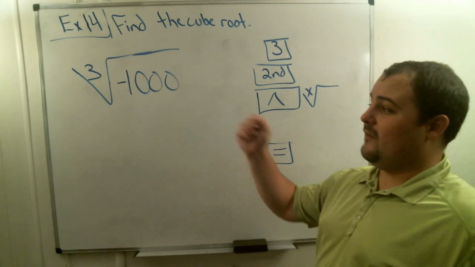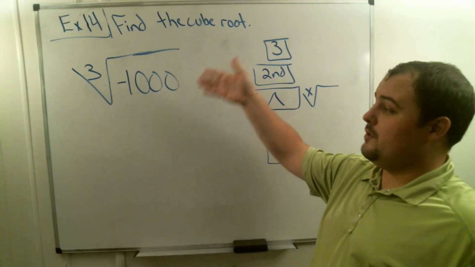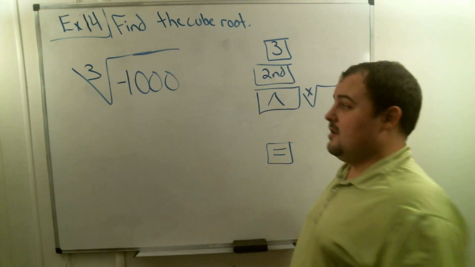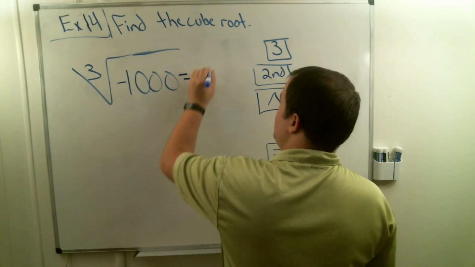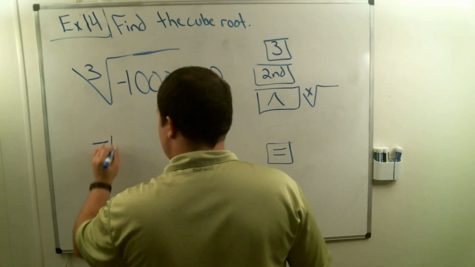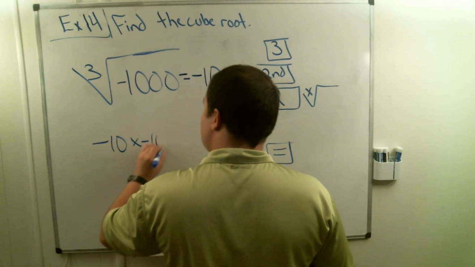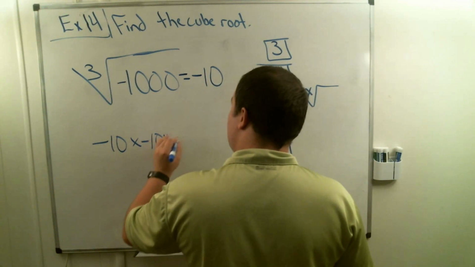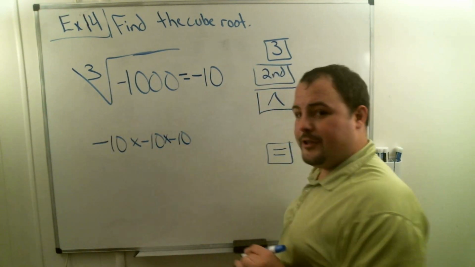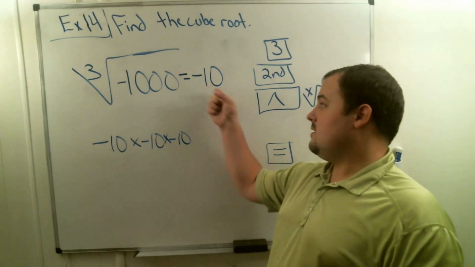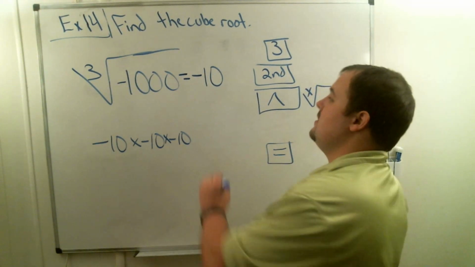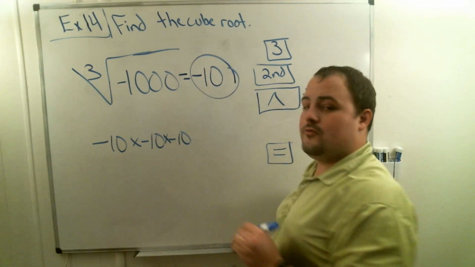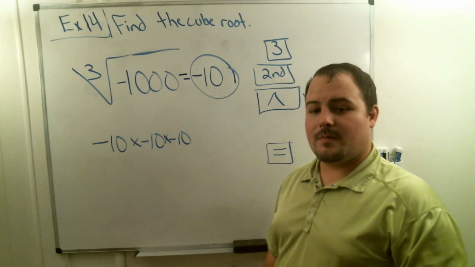So in this problem, we have the 3rd root of negative 1,000. Well, I know that the cube root of negative 1,000 is a negative 10, because negative 10 times negative 10 times negative 10 will equal a negative 1,000. 3 negatives is a negative, and 10 times 10 times 10 is 1,000. So negative 10 is my third root of negative 1,000.